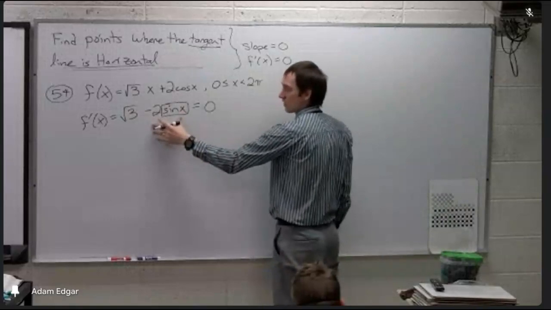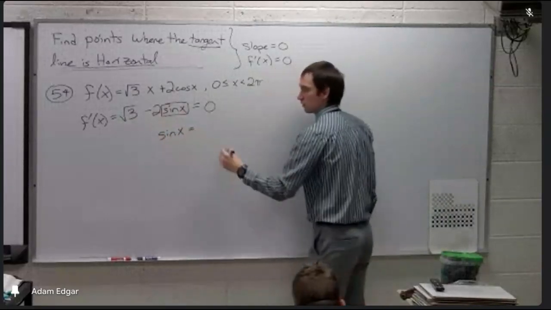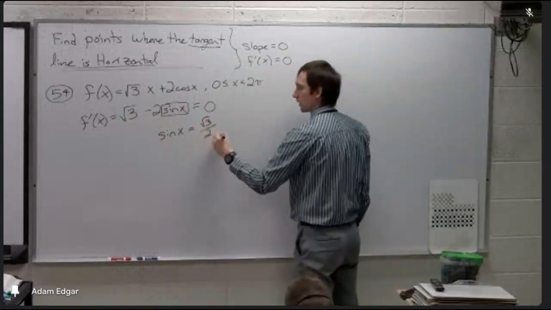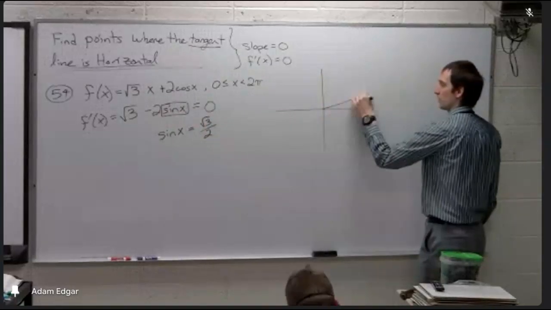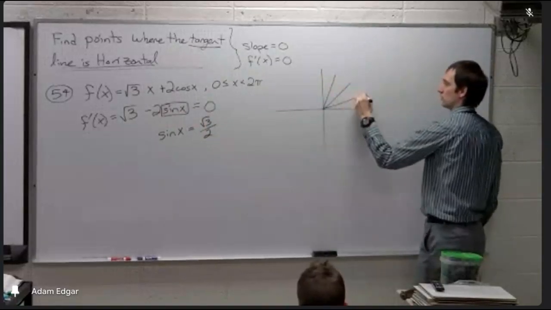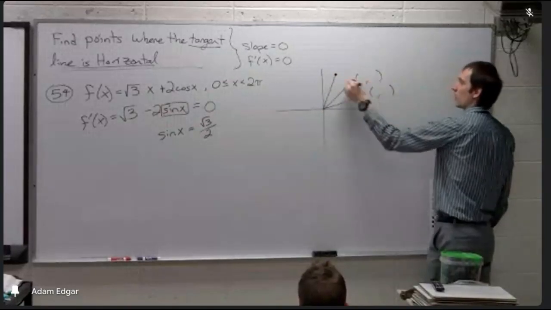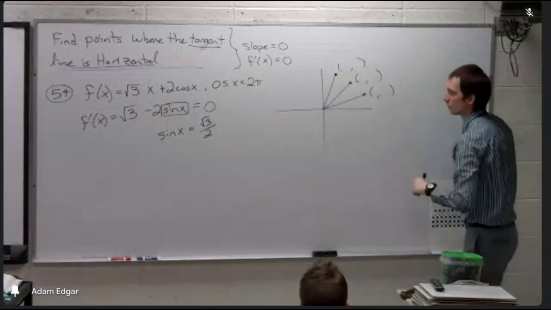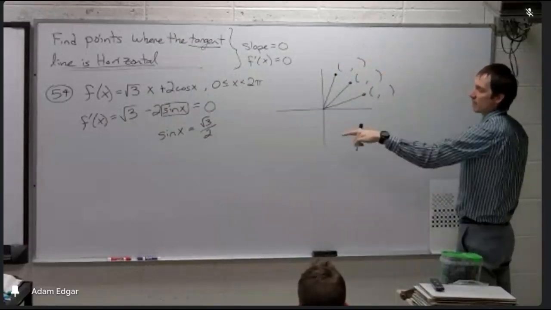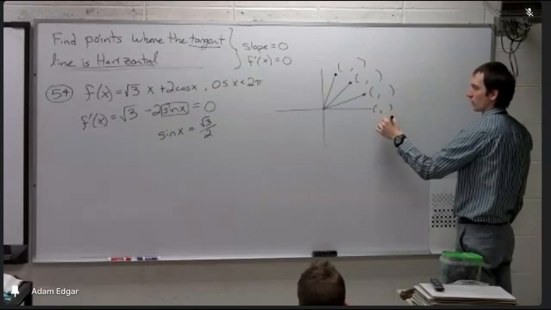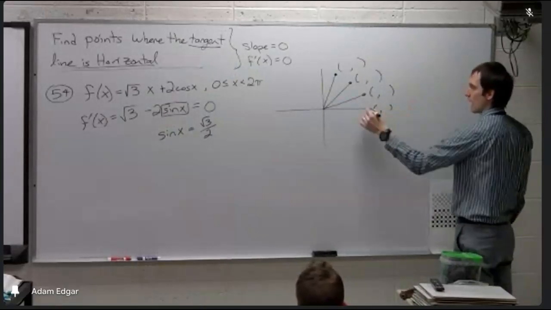Isolating sine of x, what are we going to have? Sine x equals what? Root 3 over 2. And then unit circle time. We love unit circle. No, we don't. All right. So in unit 1, this place, quadrant 1. And sine is having us look at which coordinates, x or y? Y.